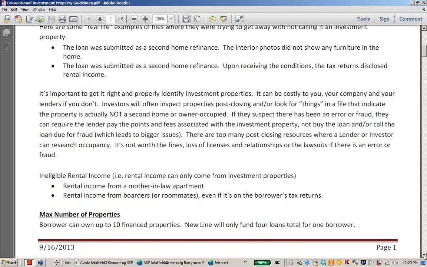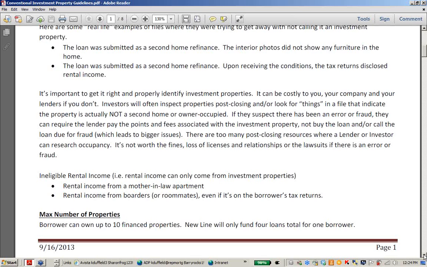So a couple things I'd like to point out real quick. There's some rental income from a couple of different sources that we get asked about on a regular basis, like rental income from a mother-in-law apartment or rental income from boarders or roommates. Even if it's on their tax returns, you can't count it. We just can't count rental income from those two sources. You can only count rental income from investment properties.